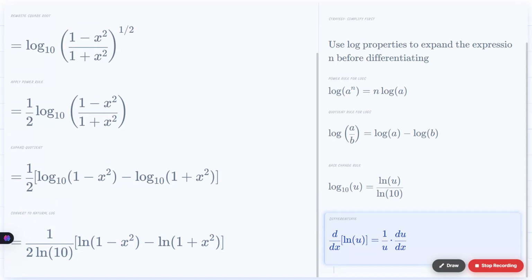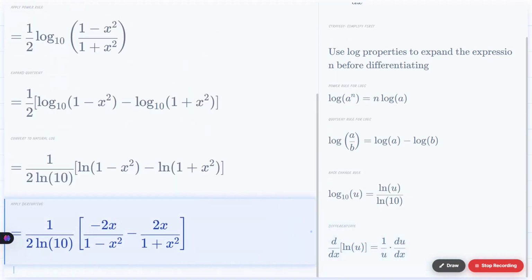We look at the rule for finding the derivative of natural log. We do this to know how to change the terms. The rule says the derivative is 1 over the inside part times the derivative of the inside part. We find the derivative of each natural log part. We do this to move toward our final answer. We get -2x divided by 1 minus x squared and 2x divided by 1 plus x squared.